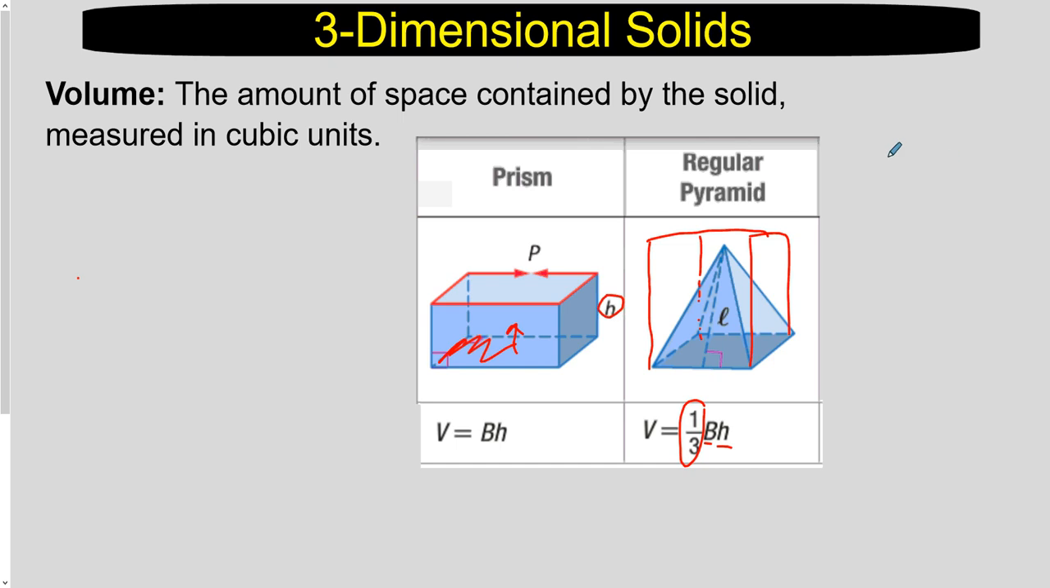Now notice we're not going to do multiple shapes of pyramids because this area of the base kind of covers that. This is the same formula for a triangular pyramid or a hexagonal pyramid. It's just that calculating the area of the base gets a little bit more tricky based on the shape. But this is the same formula. It's just finding the area of the base that changes with the shape of that pyramid's base.